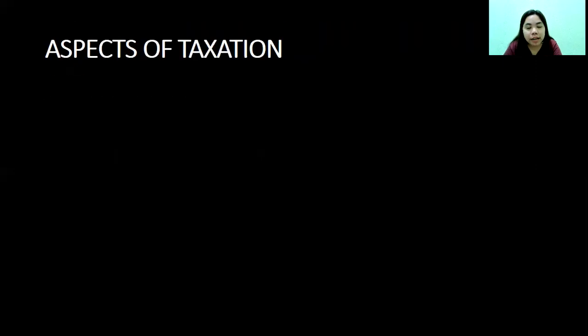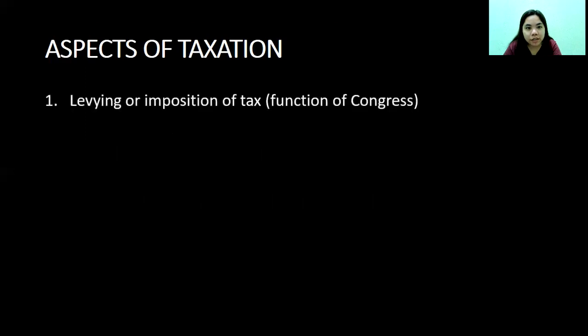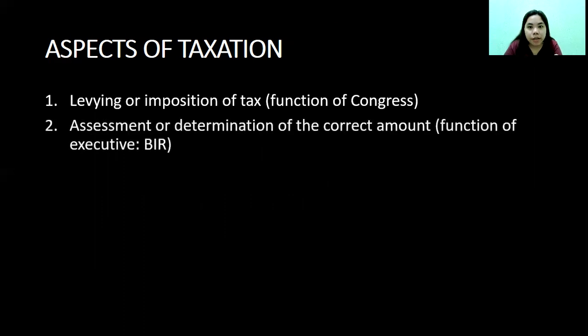So let's go on to the aspects of taxation. Number one is levying or imposition of tax. That is the function of Congress, to levy and to impose taxes. The Congress is the lawmaking body. Then the assessment or determination of the correct amount, that's the function of the executive.